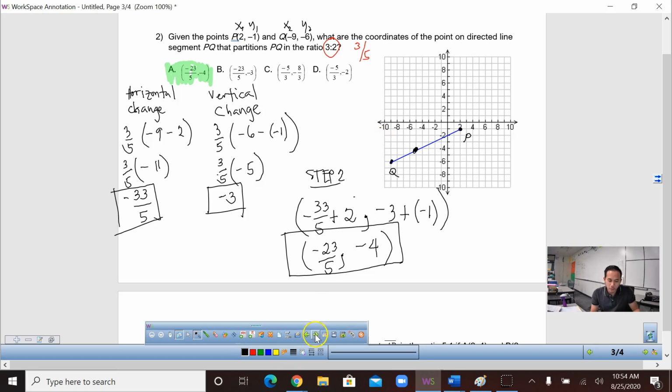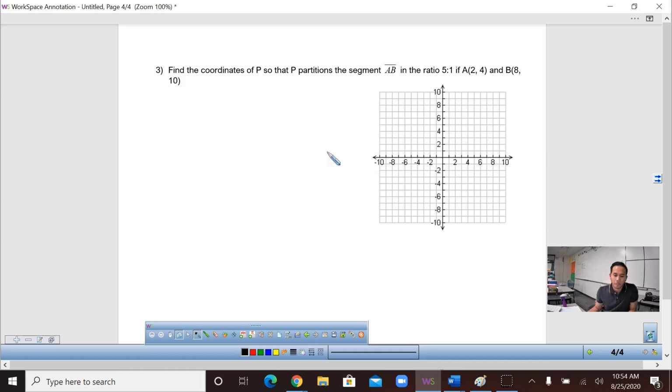All right, next example. Find the coordinate of P so that P partitions the segment AB in the ratio 5:1. So 5:1, that is 5 over 6. A is (2, 4) and B is (8, 10). So we are going to find the coordinate of P. I'm going to connect these using a line segment.